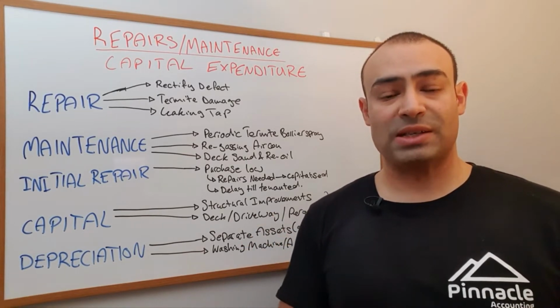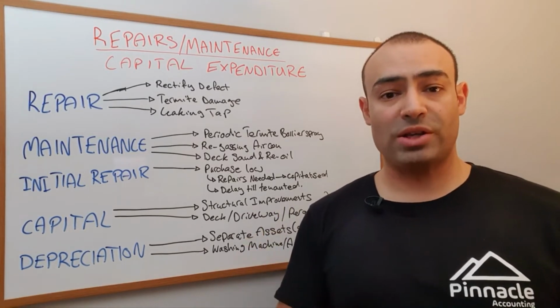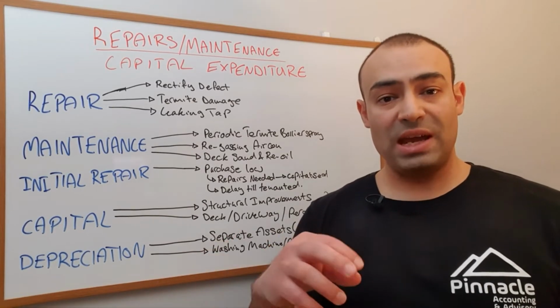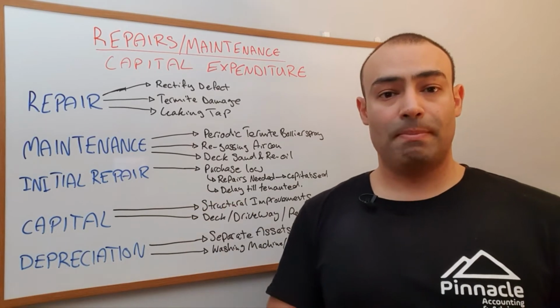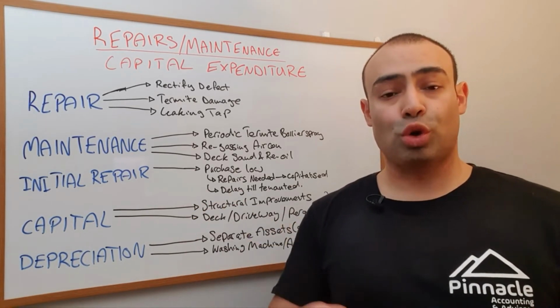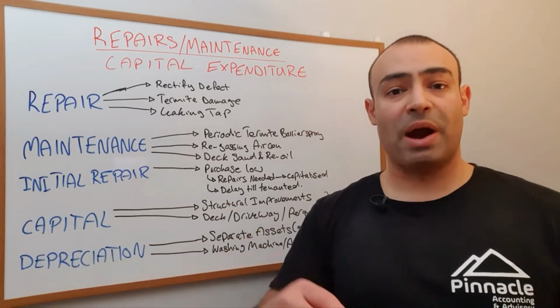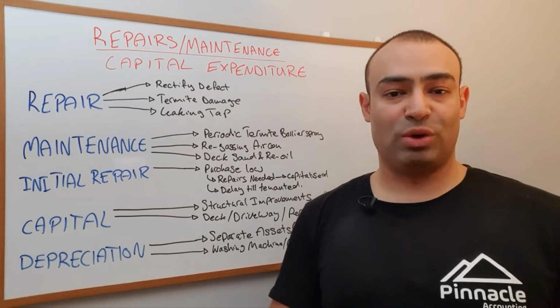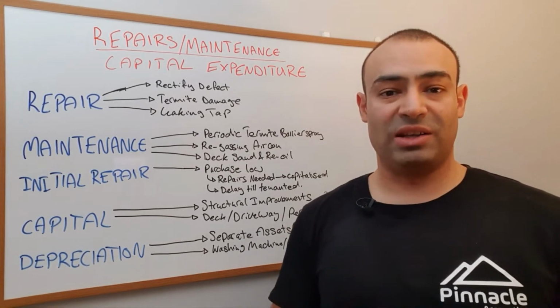Another example is termite spray. So before the termites go in there and do the damage, we maintain the property by paying for a pest controller to come out, spray the property, create that barrier against termites, and ensure that the property is being looked after. And maintenance costs are immediately deductible.